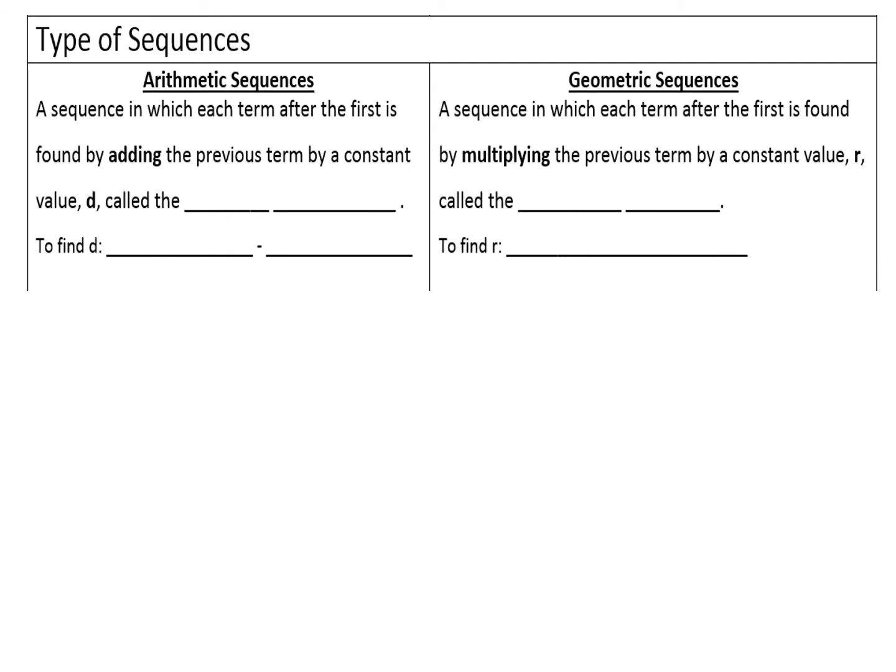There are two types of sequences we will be talking about. An arithmetic sequence is a sequence in which each term after the first is found by adding to the previous term. We call this a common difference. A geometric sequence is a sequence in which each term after the first is found by multiplying. This is called the common ratio.